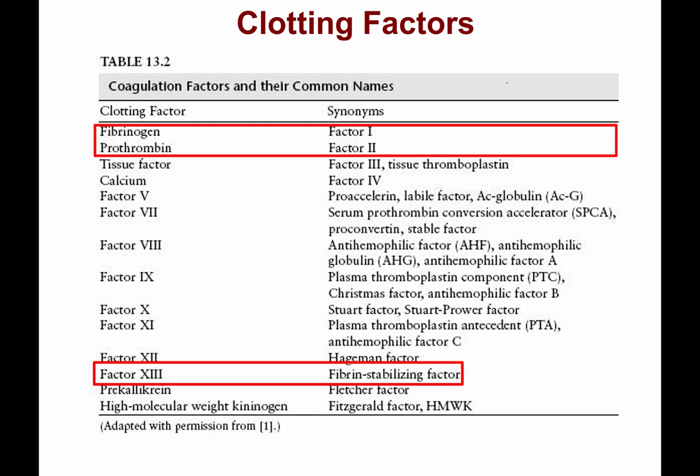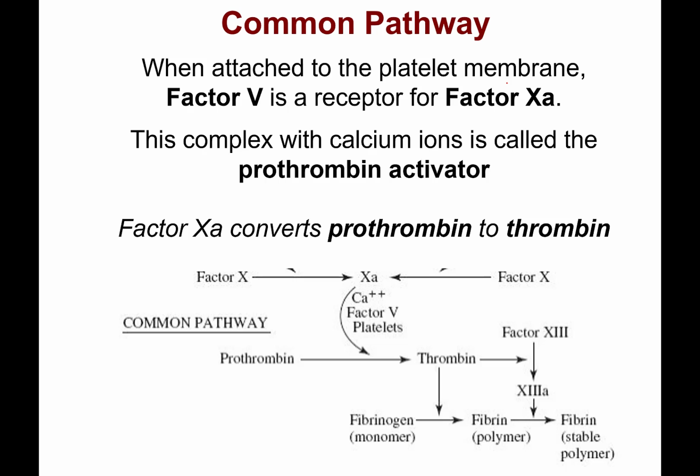And your book also has this nice table that shows some of the clotting factors here. As I said on a slide earlier, factor 1 is fibrinogen, etc. And then factor 13 is an important one. So that's another enzyme that stabilizes fibrin. It cross-links the fibrin fibers. But what about this common pathway? How do we get there?